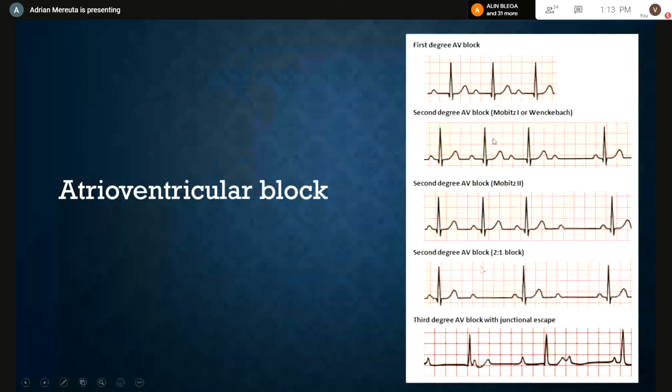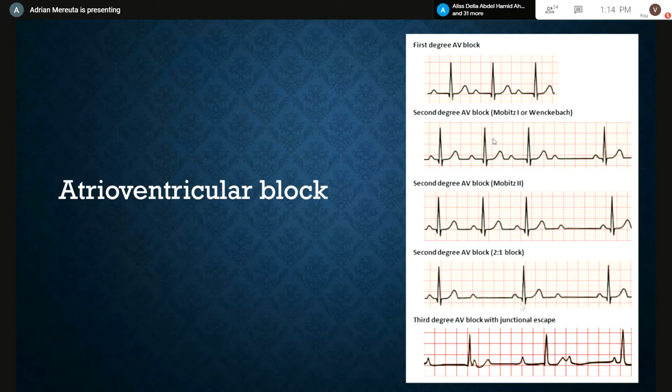The second degree Mobitz 2 AV block is with a blockage of a P wave without this lengthening of the PR interval. And finally, in the third degree AV block, no P wave will be transmitted to the ventricle. In the second degree AV block, we include advanced AV block. That means more than one successive P wave is not transmitted to the ventricle. It's not the case here.